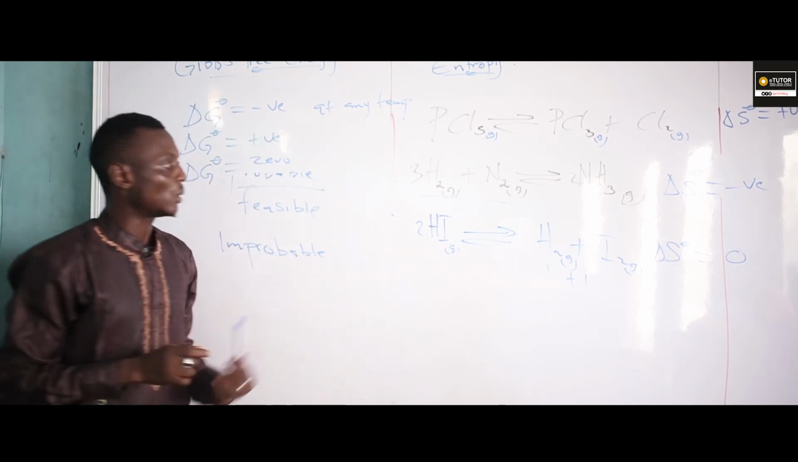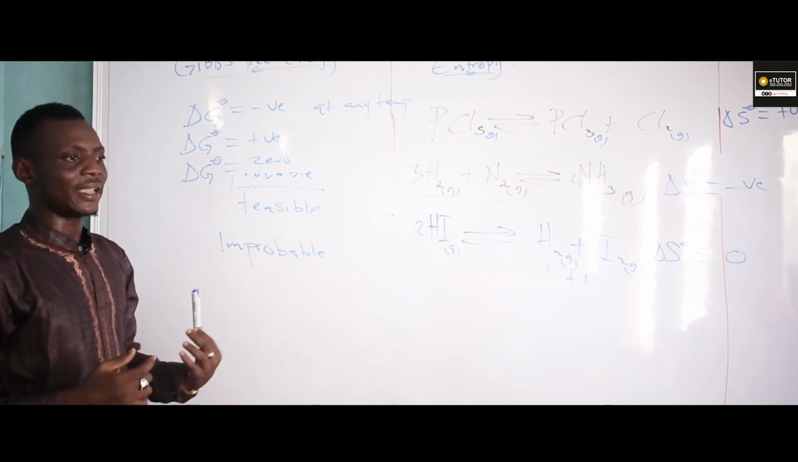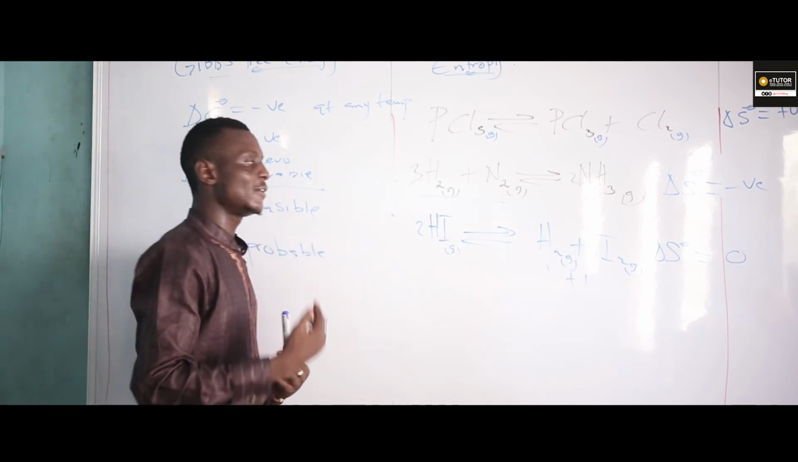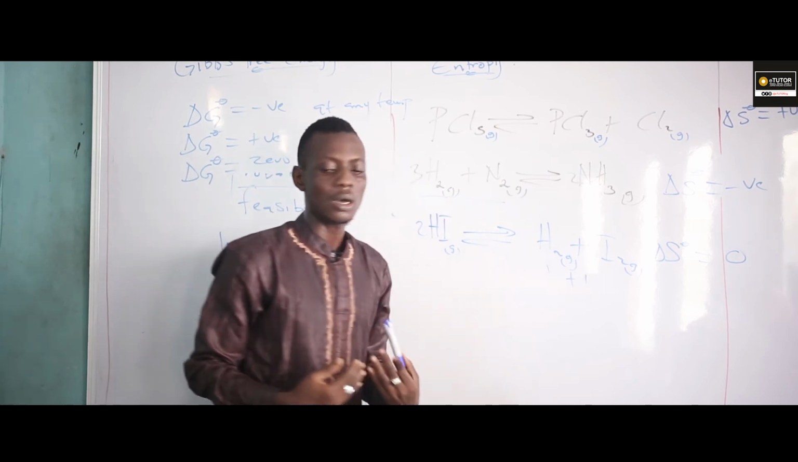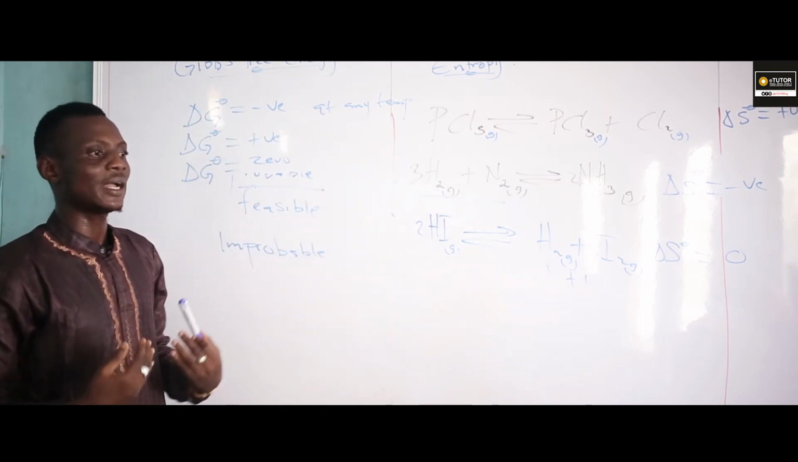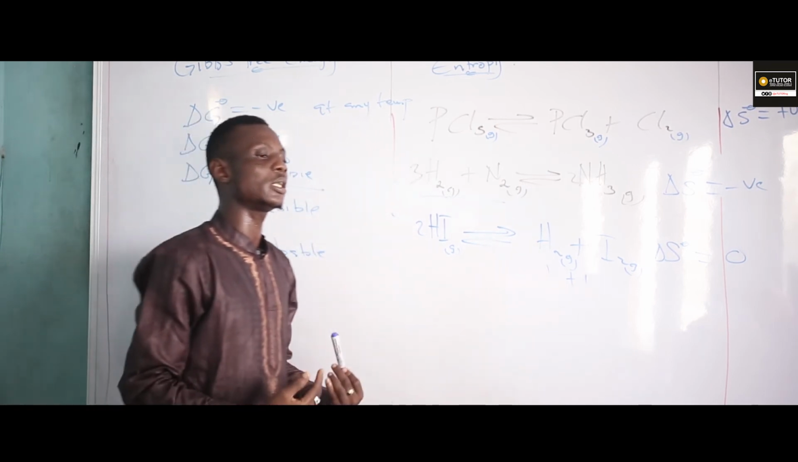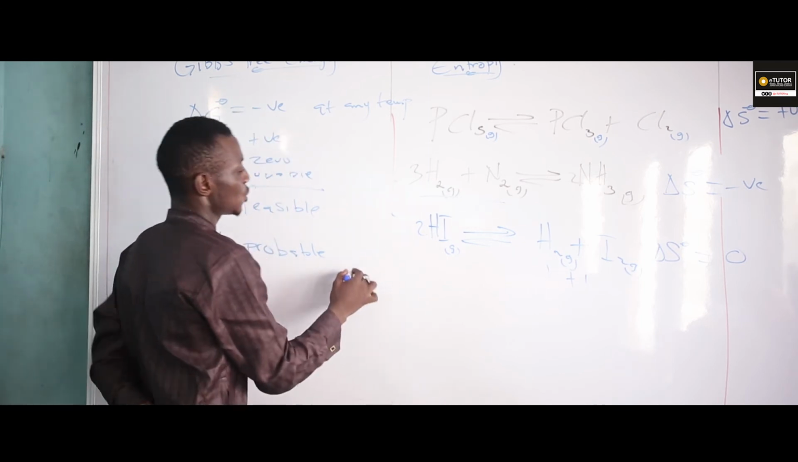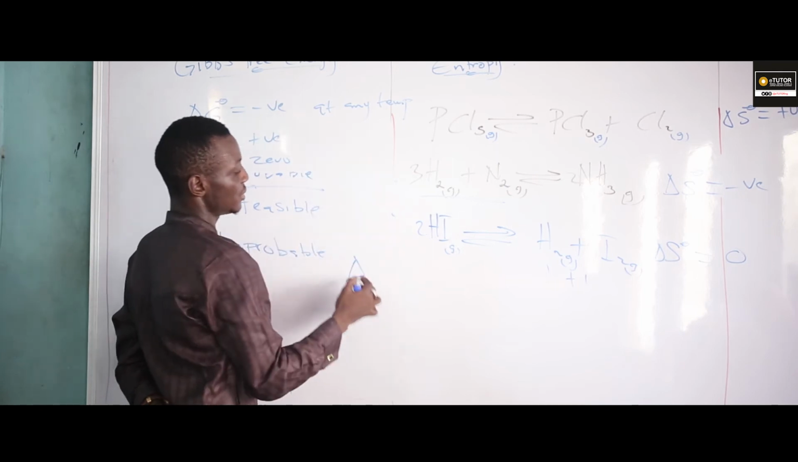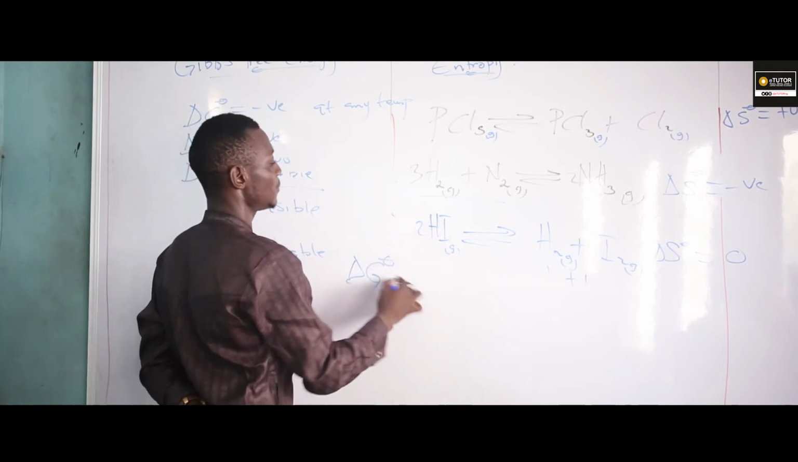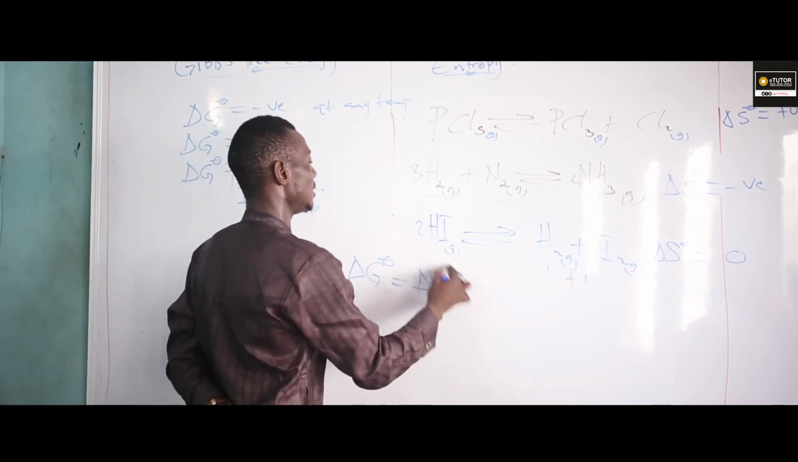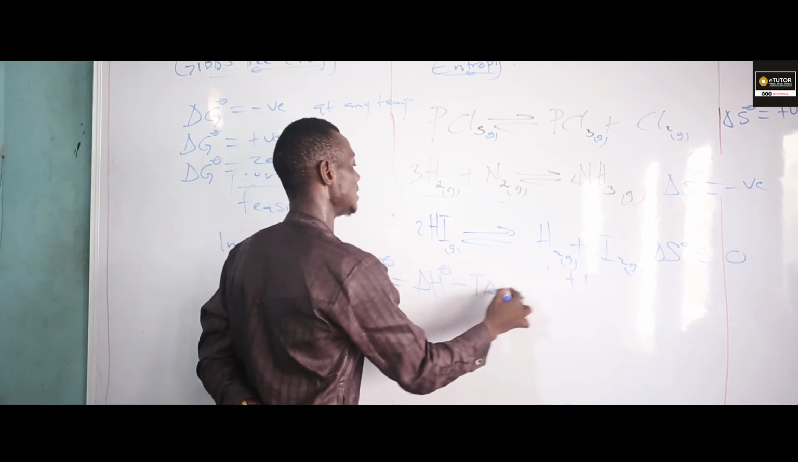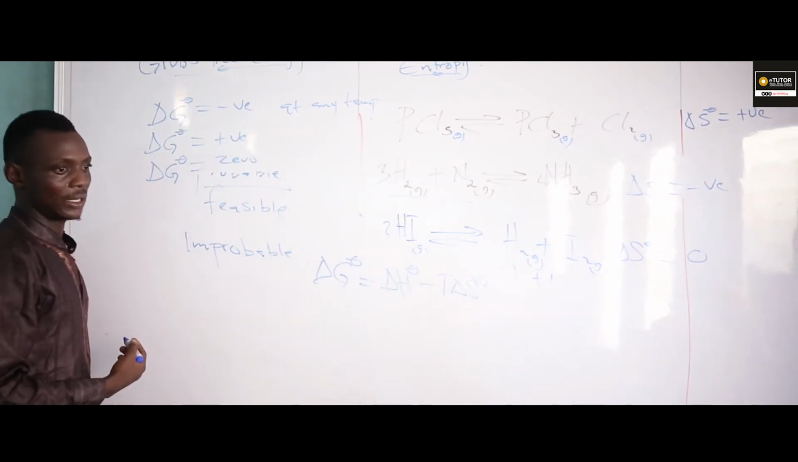Now, in Gibbs free energy, there are two terms. The first one is maximization of potential energy, and the second one is maximization of entropy factor. Now look at this. This is the formula for Gibbs free energy: delta G equals delta H standard minus T delta S. Let me tell you how we get it.